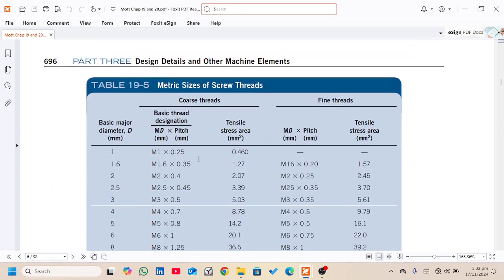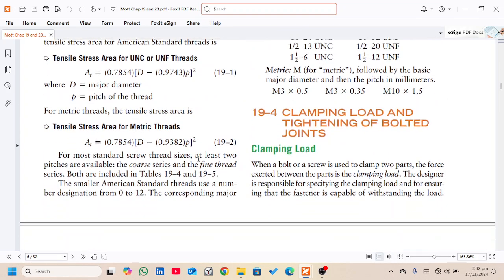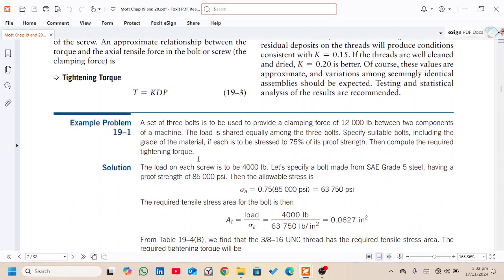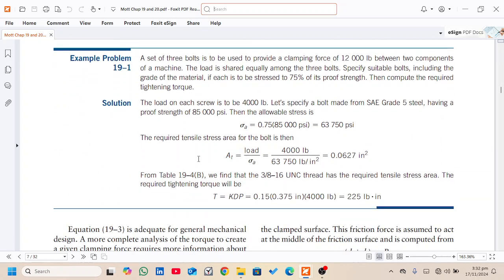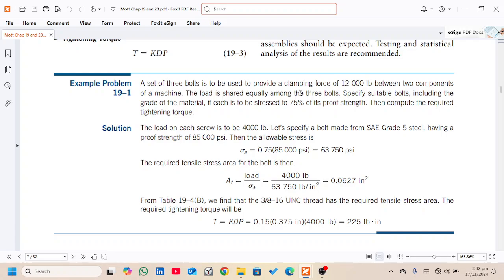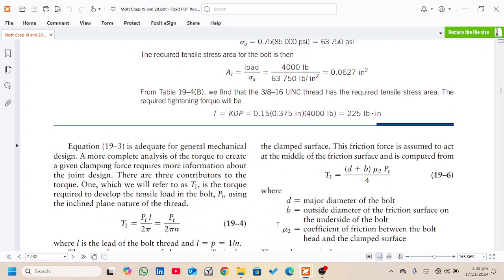All right, so now a set of three bolts, 12,000. One bolt will be 12,000 divided by 3. That's why it is 4,000 pound. These are three bolts. That's why one bolt will have 4,000. K we have to use 0.15. So this is the way how we can calculate this.